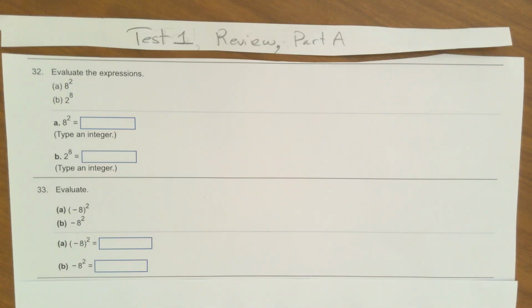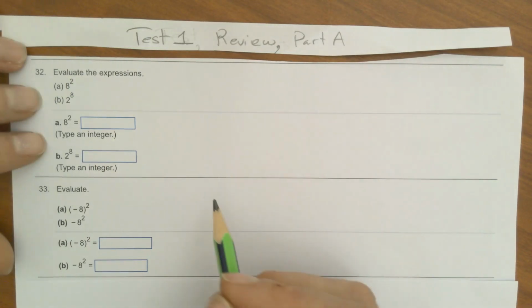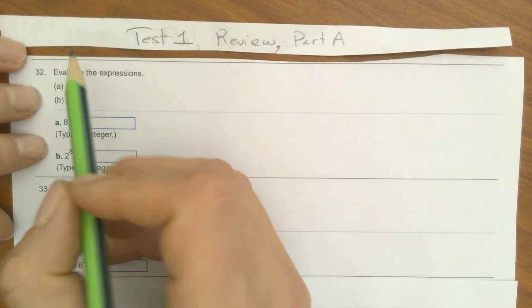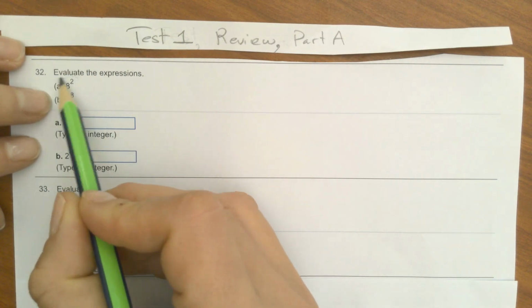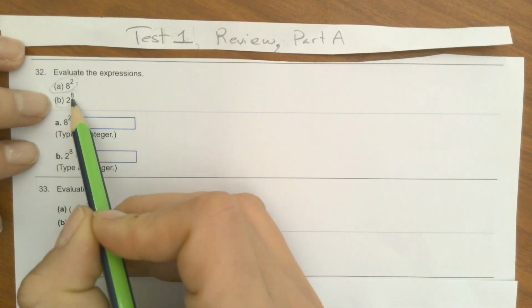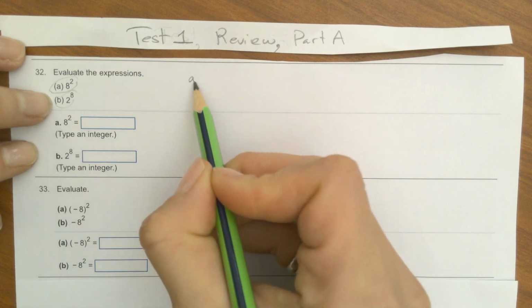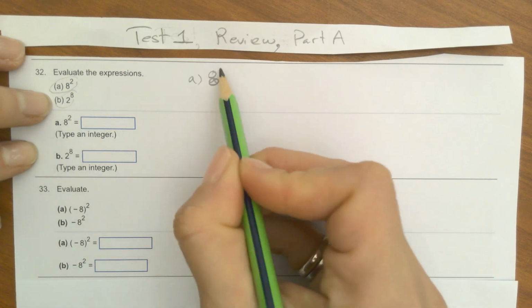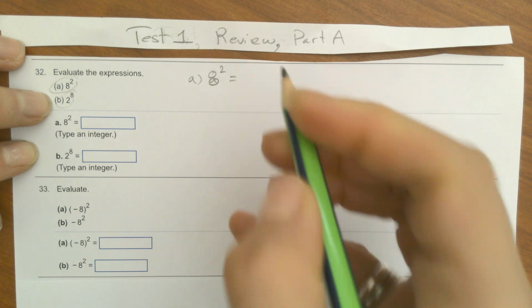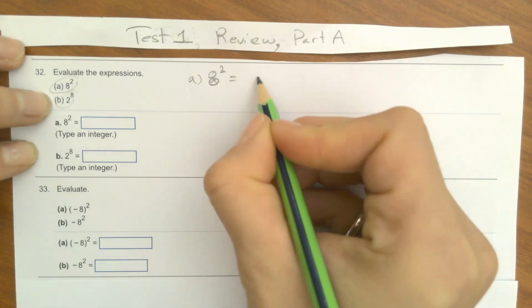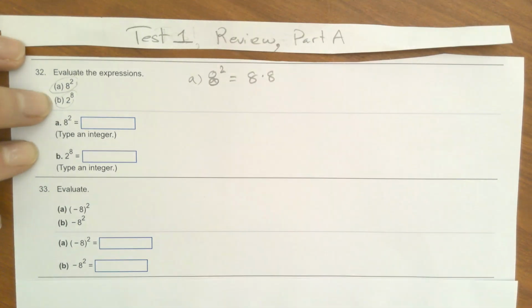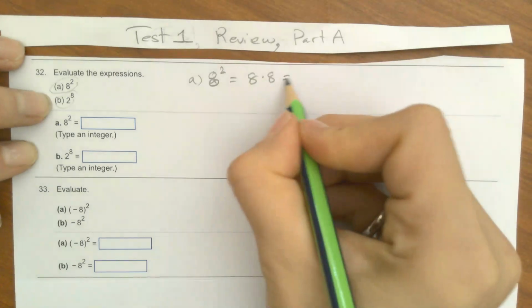Okay, so we're doing test 1 review, part A. So we have to evaluate this and this. So let's do the first one. 8 squared. That means I have to write 8 twice, multiplied. Okay, so that's 8 times 8 is 64.